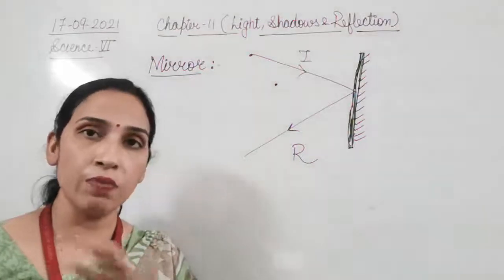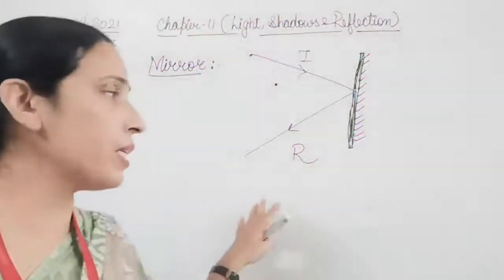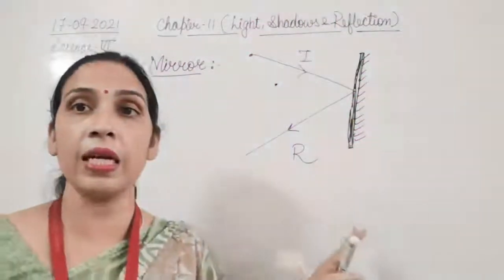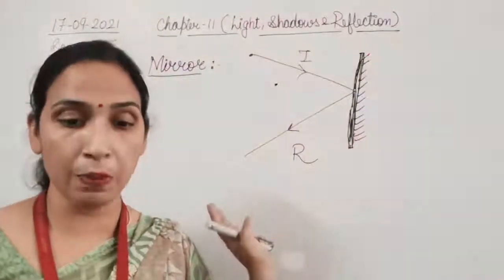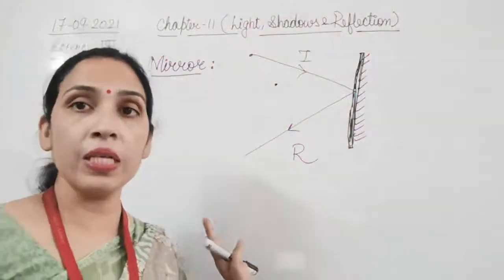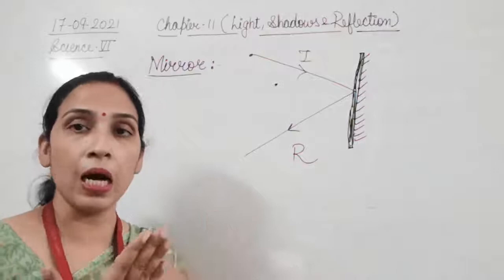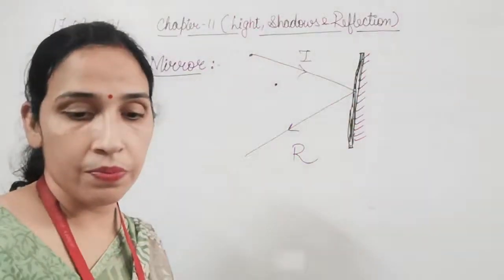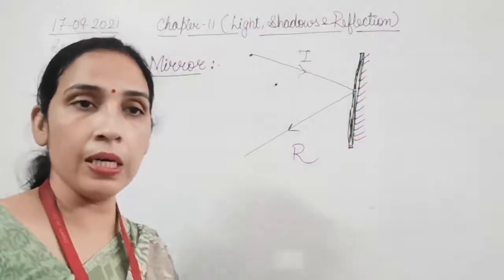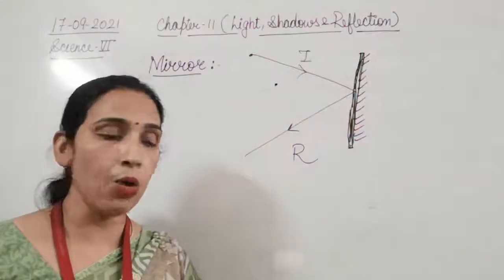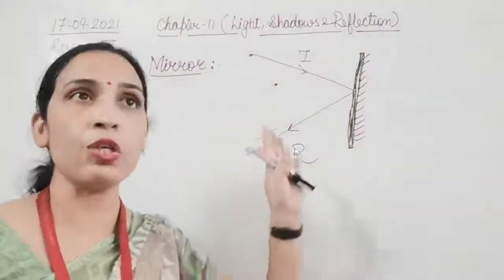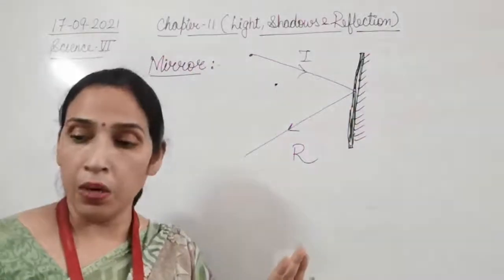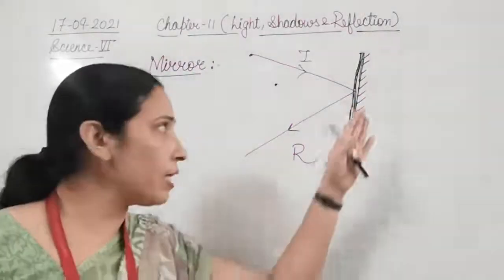Since that is not a shiny surface, it will not reflect the light back in a regular way. So that is one of the reasons why we won't be able to see our own image in that wooden sheet.